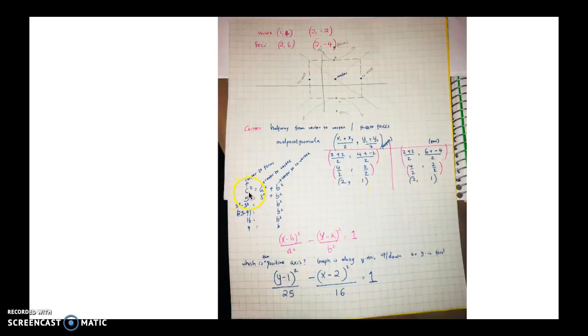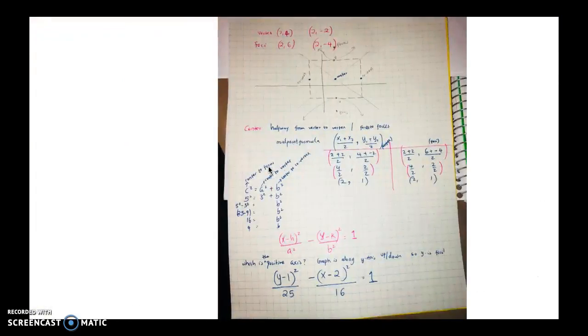What I did after that is utilize my focal length formula, which is c squared equals a squared plus b squared, keeping in mind that a is the distance from the center to the vertex, b is the distance from the center to the co-vertex, and c is the distance from the center to the focus. So I plug in what I know, and then look for what I don't know.